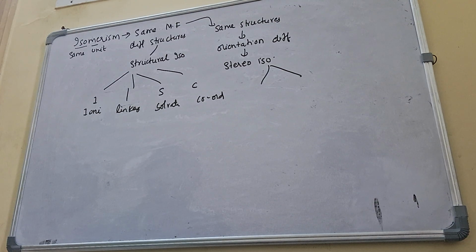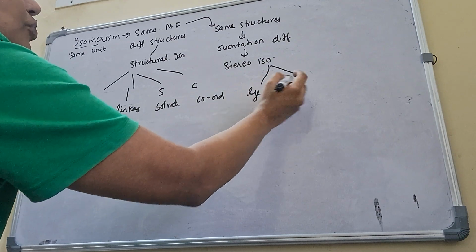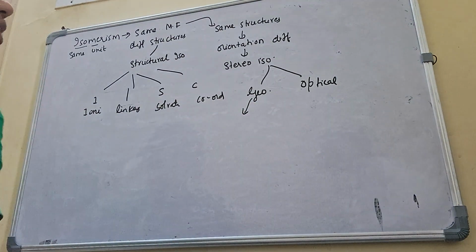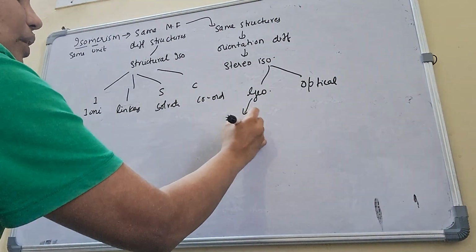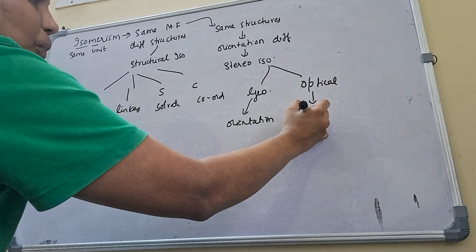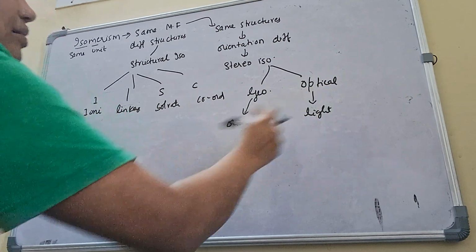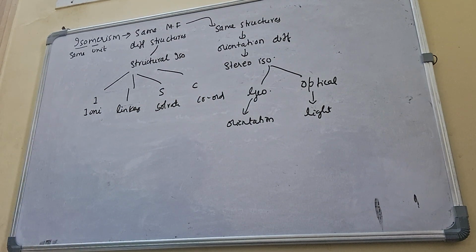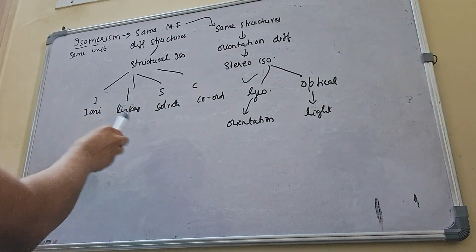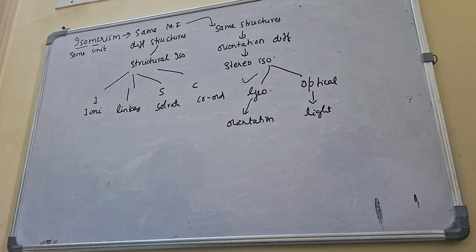Only the angles will be different, or only the orientation will be different, and that can be divided into geometrical and optical isomerism. Geometrical deals with the orientation. Optical isomers deal with what happens when light is incident, how it orients the light. I'll get to all those details in a while. For now, in this video I'll be doing stereoisomerism first. So this is the overall structure.